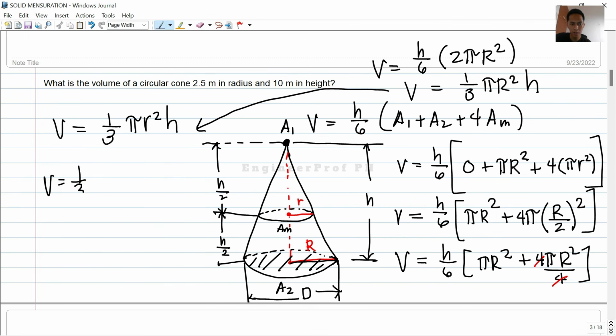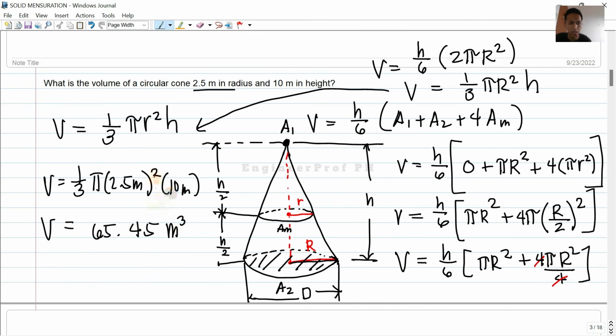So, volume equals 1/3 pi r squared. r natin is 2.5 meters. So, that is 2.5 meters quantity squared times 10 meters in height. So, volume equals, tapit lang natin using calculator. So, 1/3 pi times 2.5 squared times 10 meters na height. So, we have here 125 pi over 6 or 65.45. So, that is 65.45. That is cubic meters. Okay, so that is the final answer for this problem.